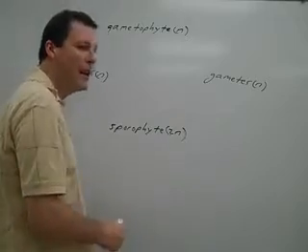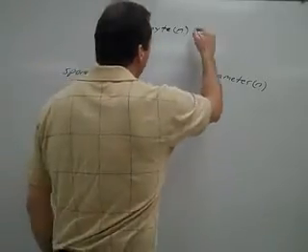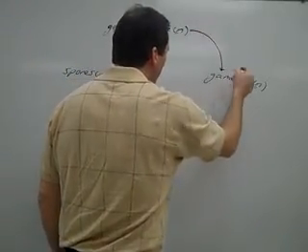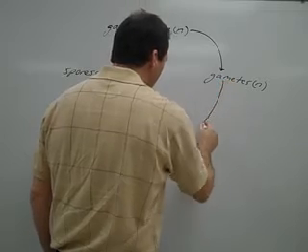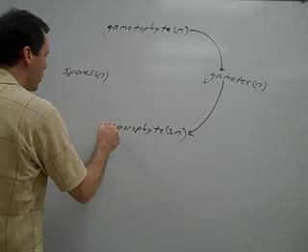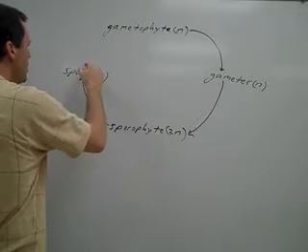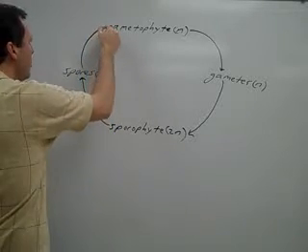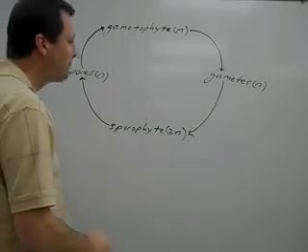Now let's go ahead and connect these up. The gametophyte produces gametes, and the gametes are ultimately going to produce a sporophyte. The sporophyte produces spores, and the spores produce a gametophyte.